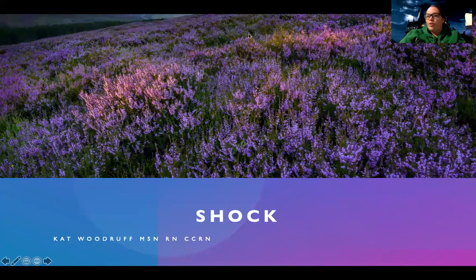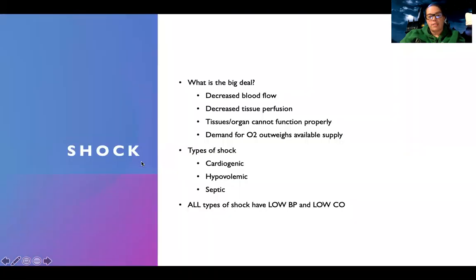Now, as you've started to understand hemodynamics, let's talk about shock and how these hemodynamics are going to relate to the process of shock in a patient. So, what is the big deal with shock? Just the word shock sounds like you should be reacting, right? Well, the big deal with shock is that there is decreased blood flow.